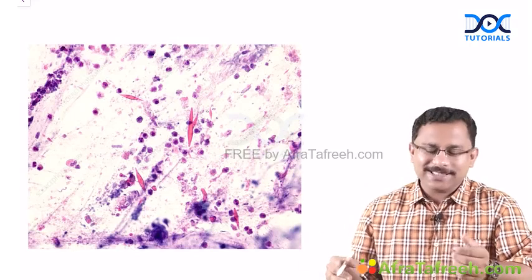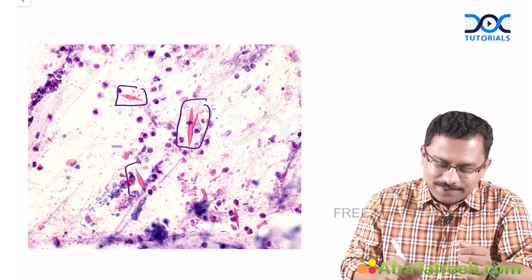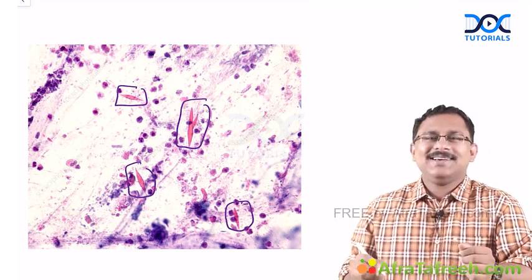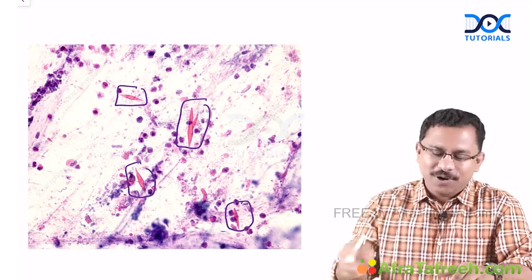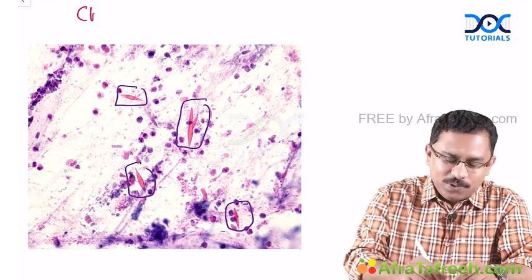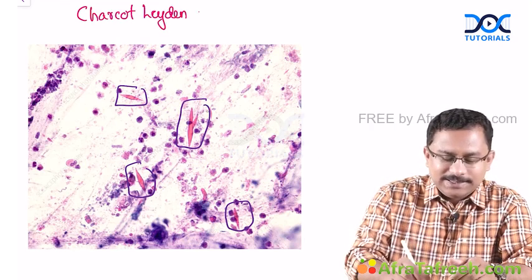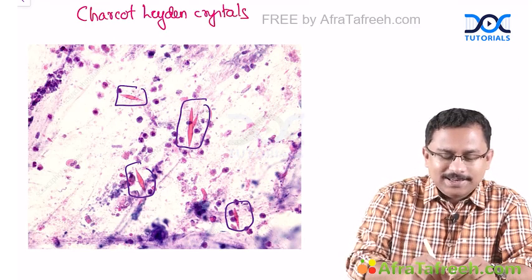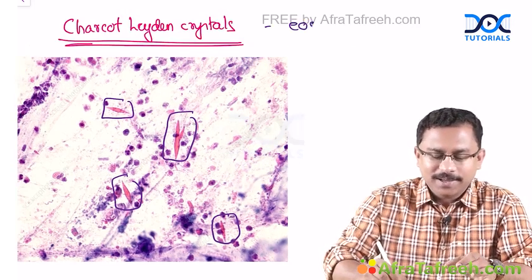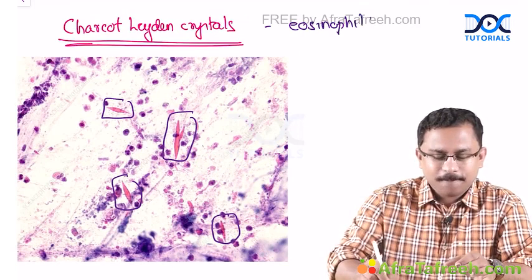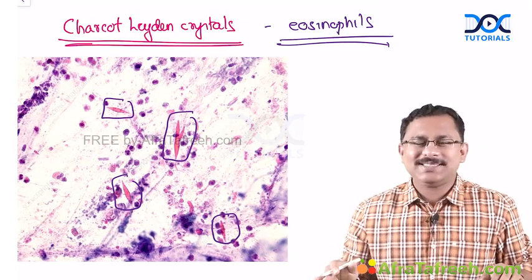In case of bronchial asthma patients, you may also get. Can you tell me what are these? Can you recollect your pathology lessons? These are degradation products of your eosinophils. And what do you call them? They are called your Charcot-Leyden crystals. Charcot-Leyden crystals. Okay. So they are the degradation products of what? Eosinophils. Okay. Because you know that eosinophils are the central part in the pathogenesis of bronchial asthma.